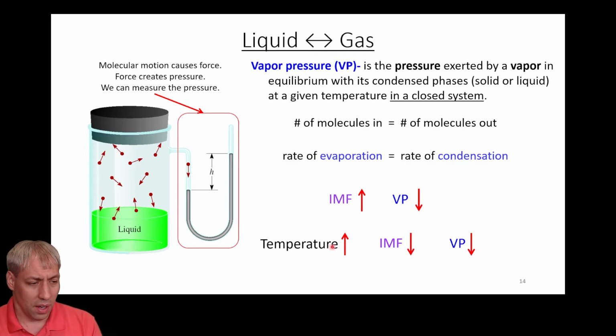Actually, this is wrong. This should be temperature up, intermolecular forces down, vapor pressure up. And so that should be an up arrow. But by how much is the question.